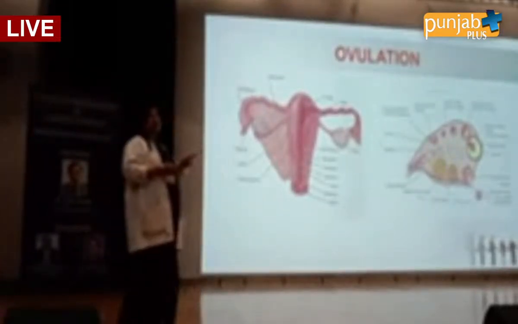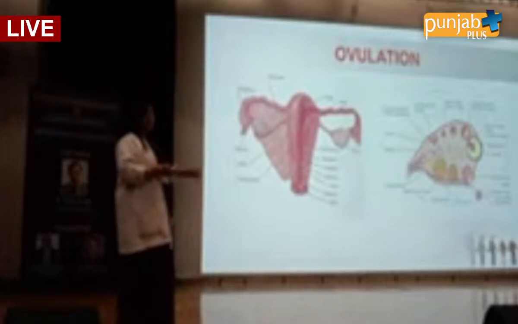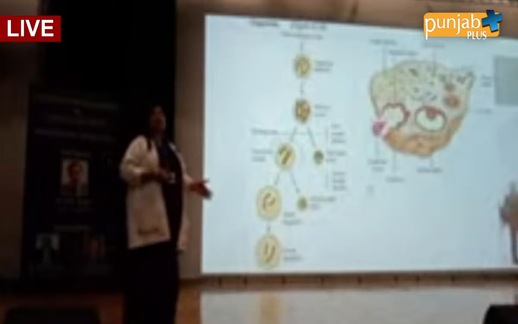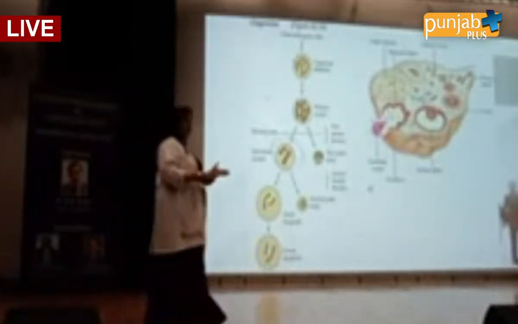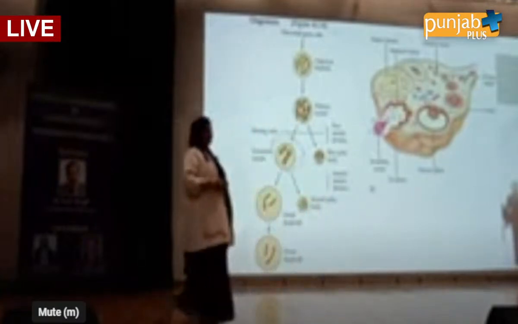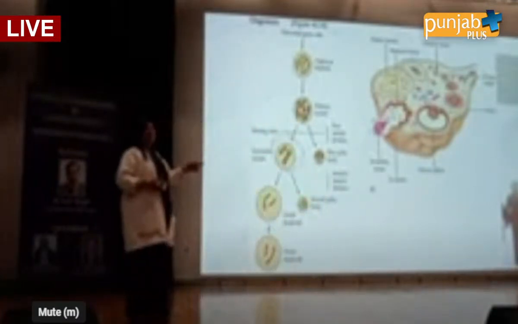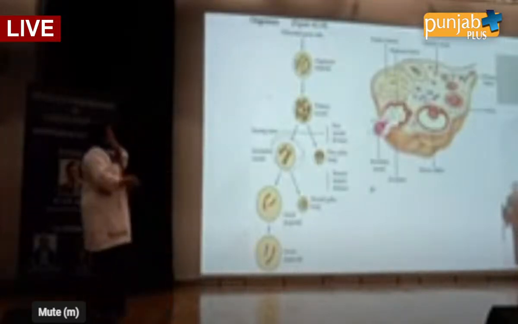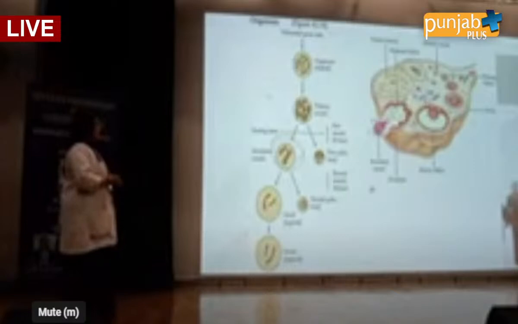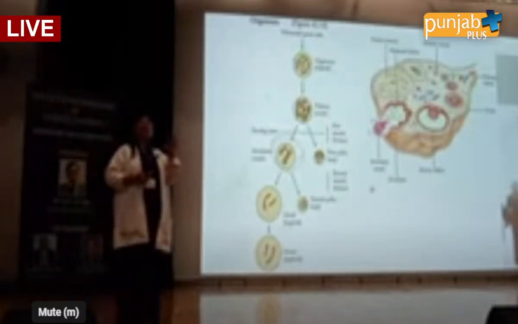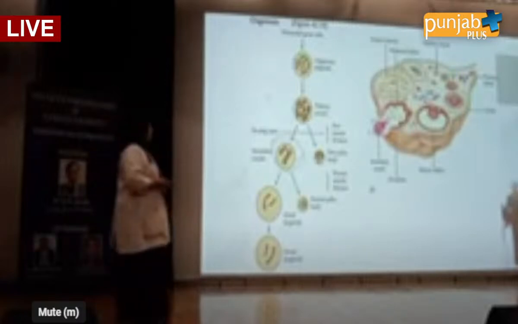And at the ovulation, the second meiotic division starts, but it again arrests at the metaphase. So this is the stage when the second meiotic division starts at the ovulation, but it again arrests at the metaphase.